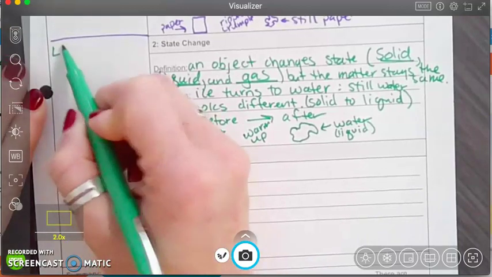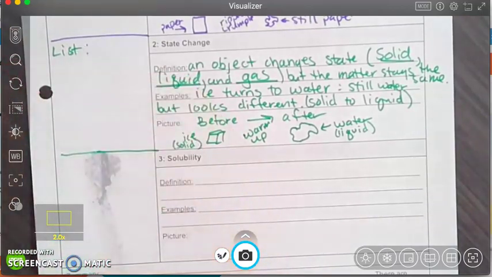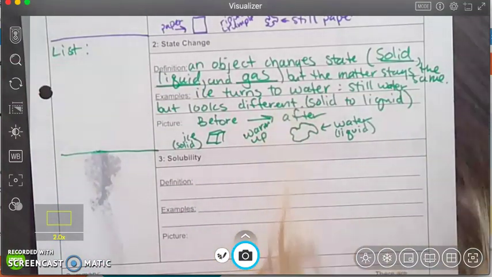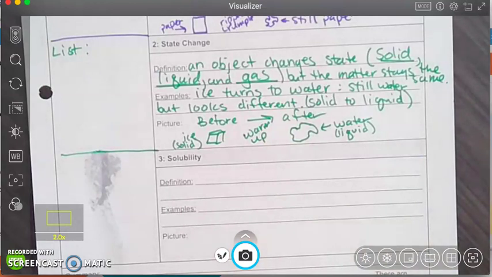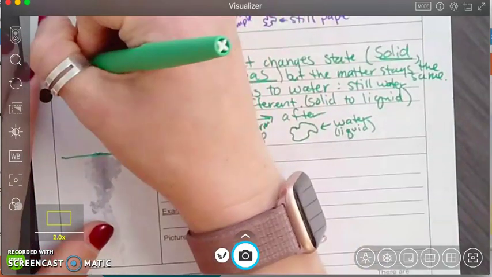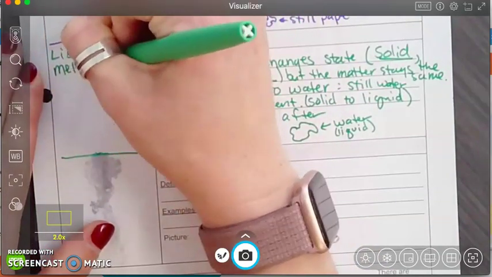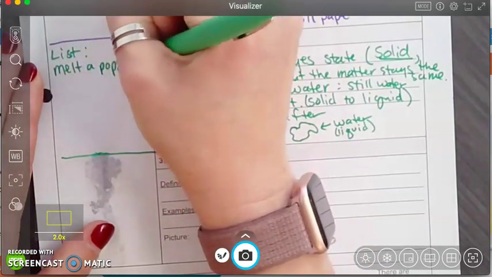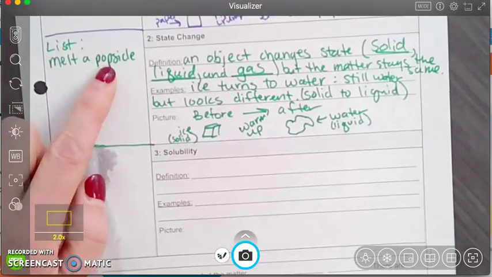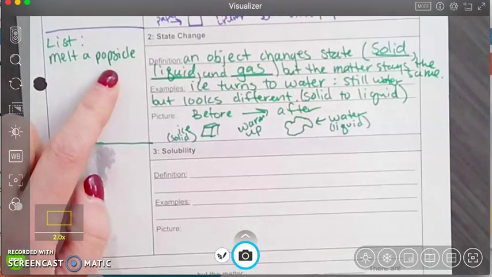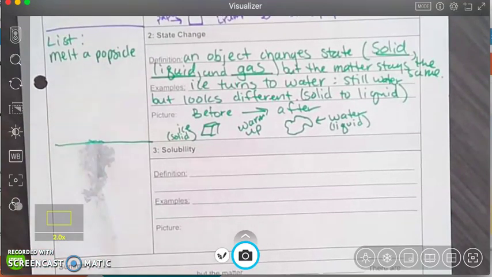I would like you to press pause and make a list of other state changes, things that go from solids to liquids, liquids to solids, things that go from liquids to gases or gases to liquids. For example, maybe if I melt a popsicle. It's still that same juice or whatever my popsicle was made out of, but now it's liquid form. Press pause and create a class list. Press play to begin again.